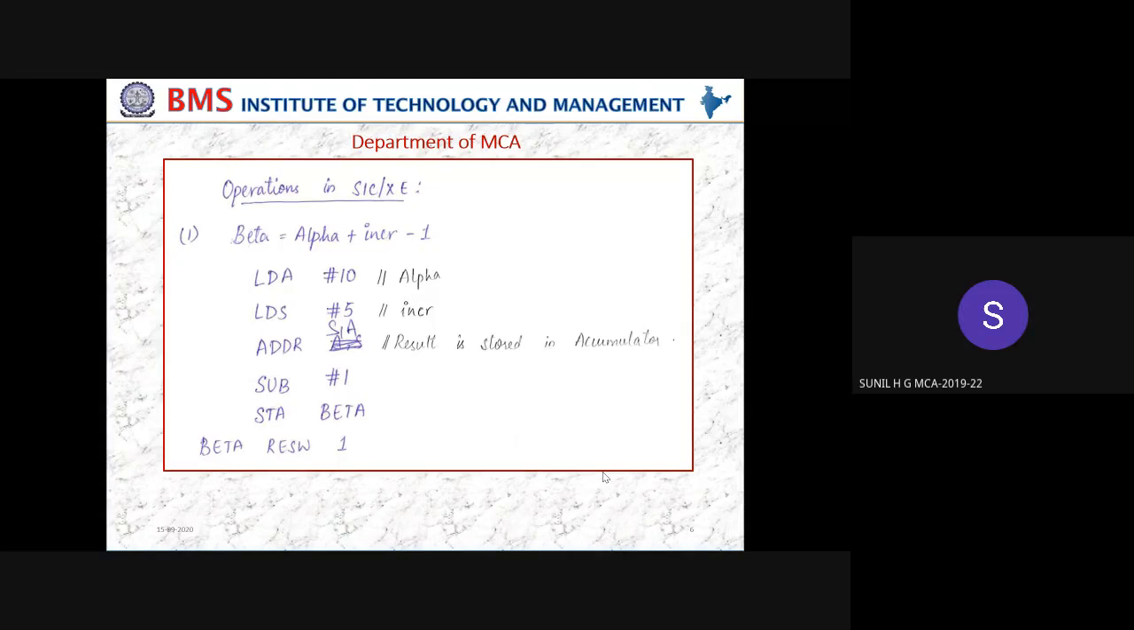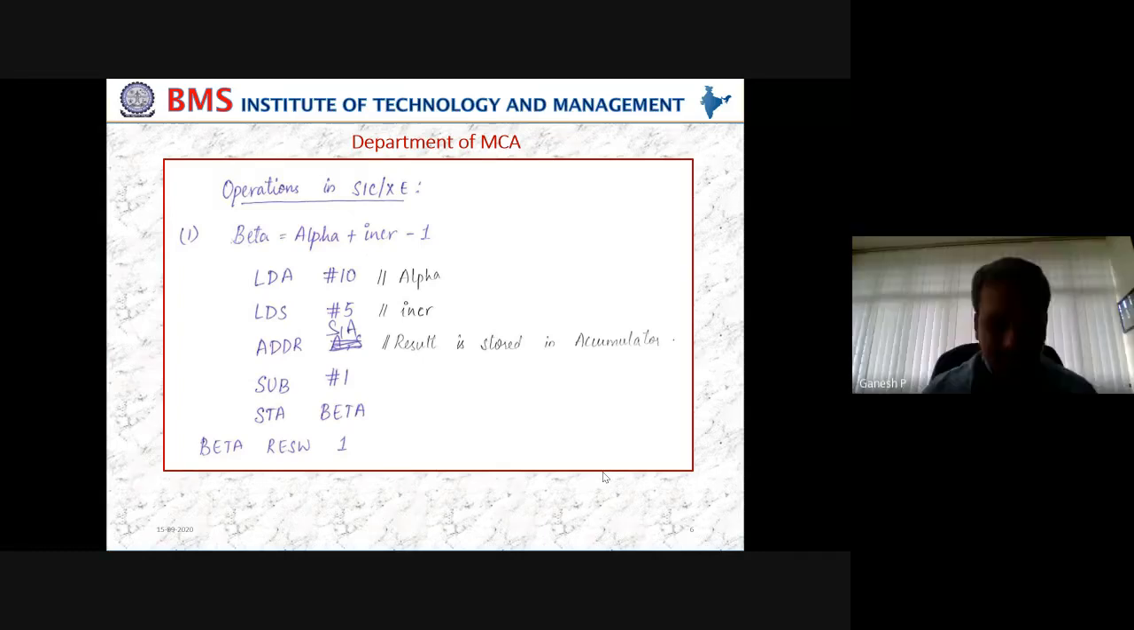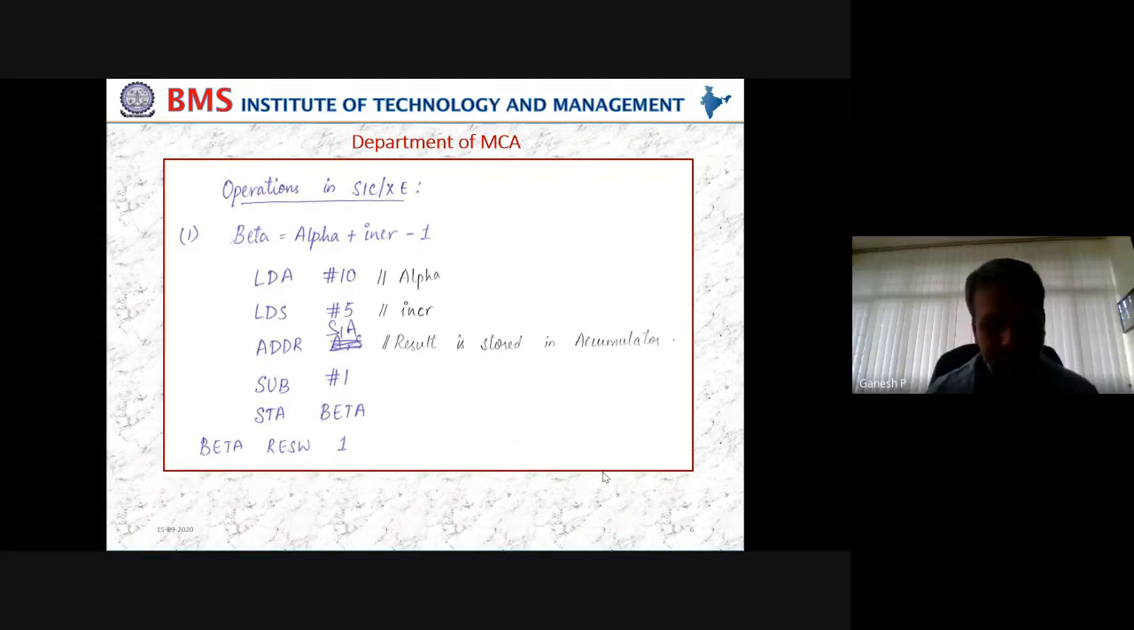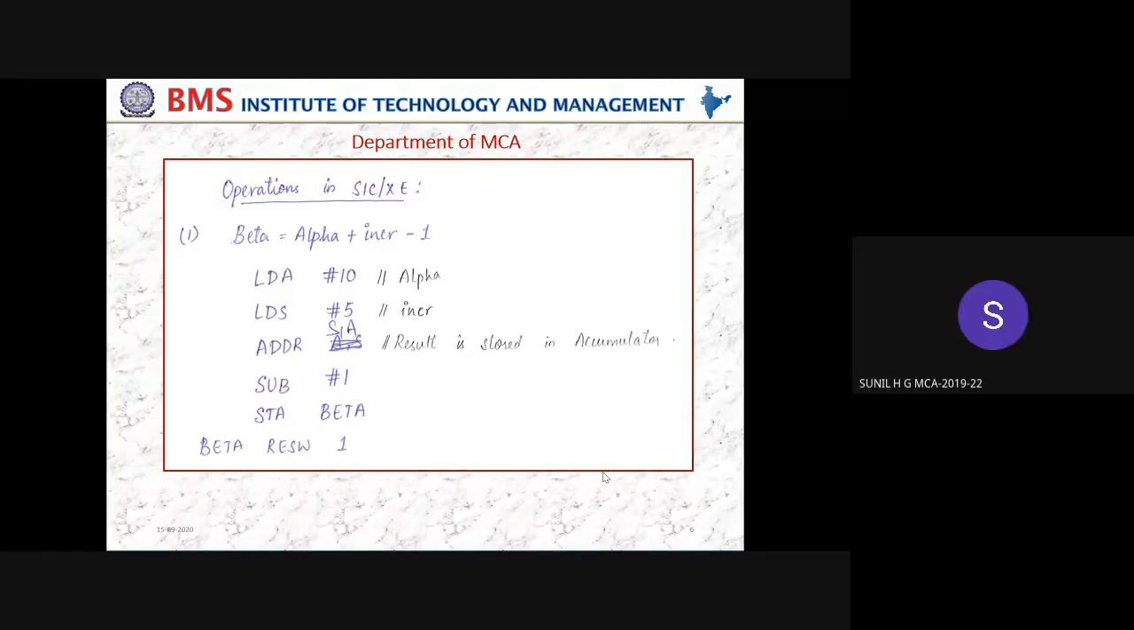Sir, in SUB can we avoid STA beta to reduce the statement? No, STA beta you cannot avoid, because the result is stored in the accumulator. But you want to store it back to whom? The variable, no? Sir, in SUB, without using immediate mode, can we use any other modes? Yes, you can use direct.